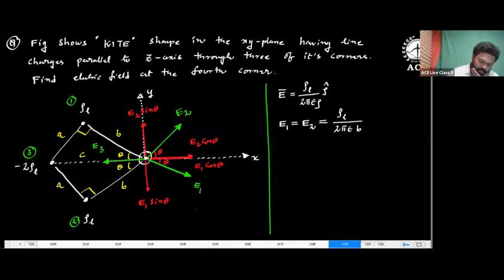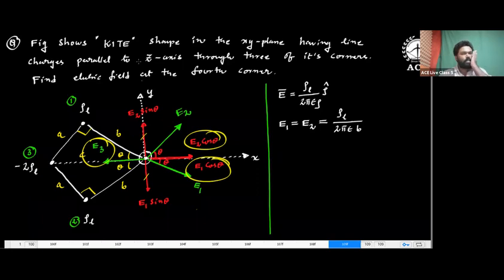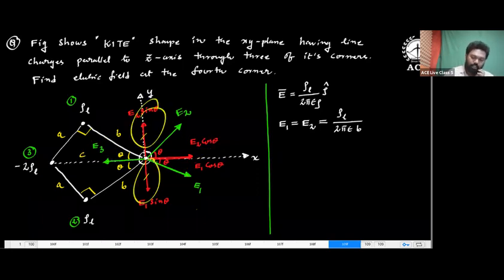So this one and this one will cancel out. This is in the positive y direction and this is in the negative y direction. So at the fourth corner, there will be only three components. One is E3, the other ones are E2 cos theta and E1 cos theta. E1 magnitude is equal to E2. That is the reason why this one and this one will cancel out. Clear? Yes. So what is the total electric field at that point?